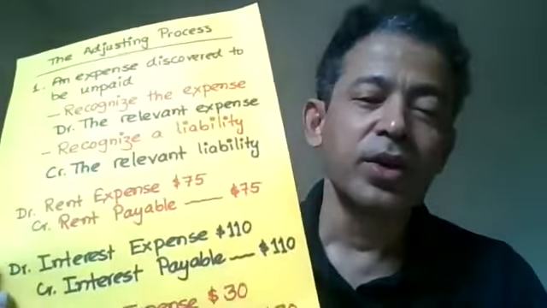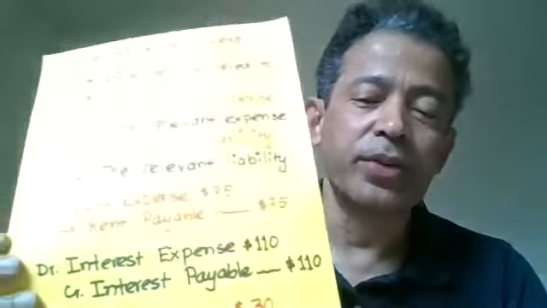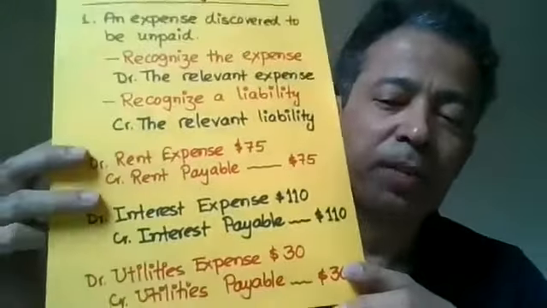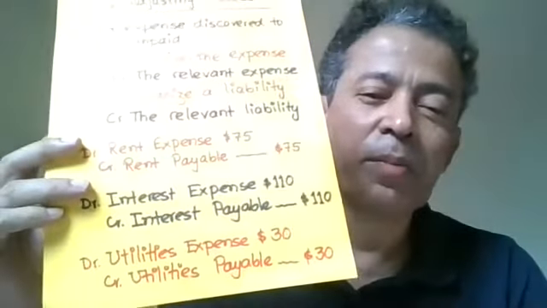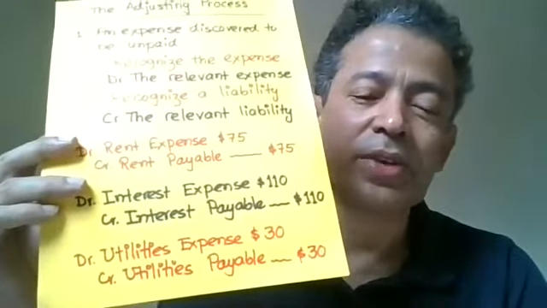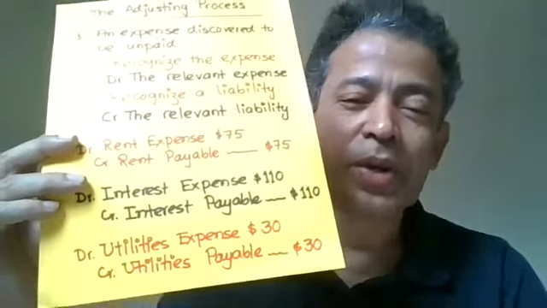If it's unpaid interest, we debit interest expense and credit interest payable. For utilities, we have a similar example: debit utilities expense and credit utilities payable. So this accounts for not just these three, but any expense whatsoever that you just discovered is unpaid, it has not been paid, then debit that particular expense.